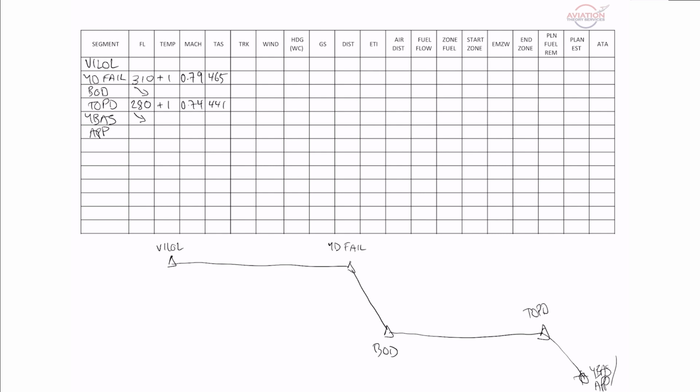Get the tracks from the ERC. And I'll get the winds from the route sector winds and temp. Now that I've got the winds and the tracks, I'll work out the wind components and then we'll calculate some ground speeds.